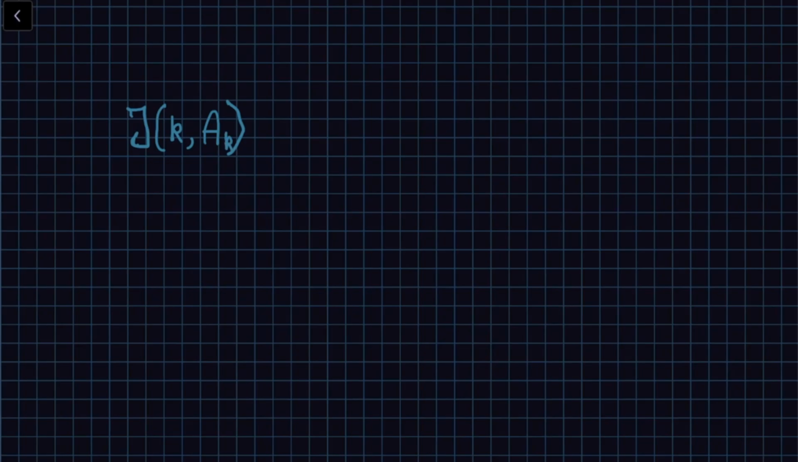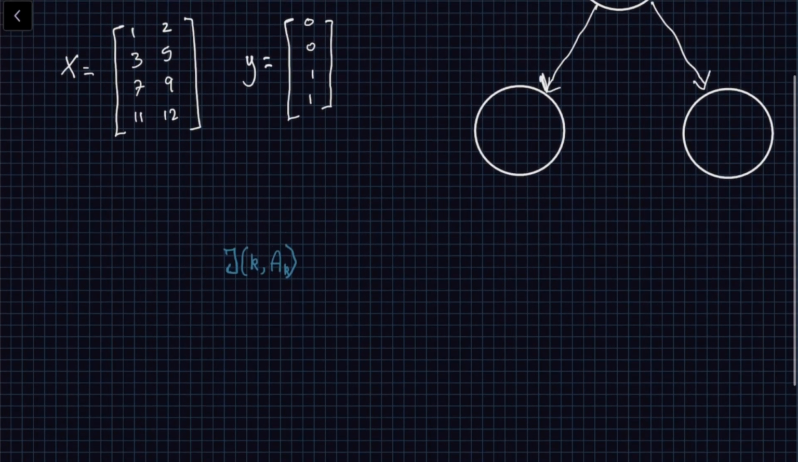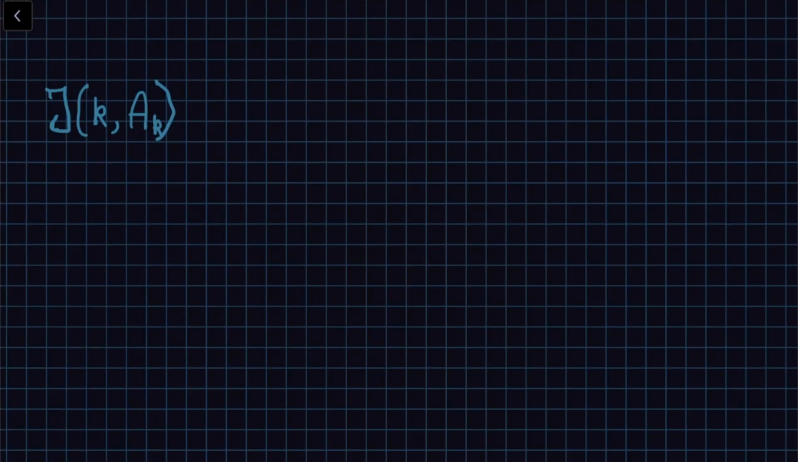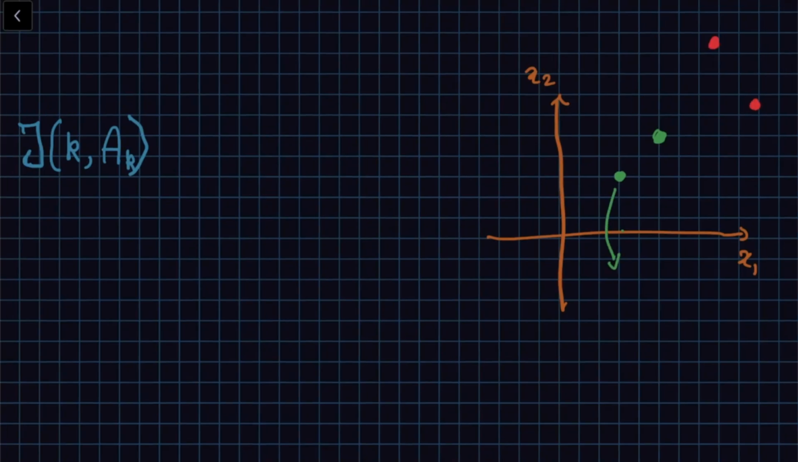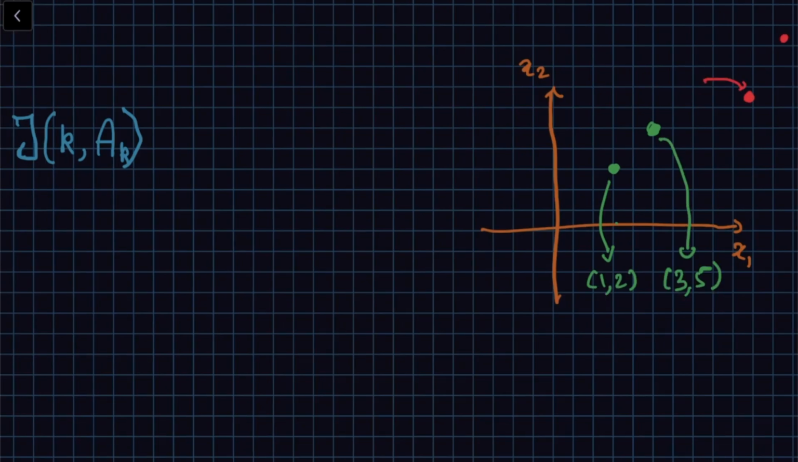If I were to draw my data in a 2D plot, I can draw it as such. Let's say this is my X1, feature 1, and X2, feature 2. Class 0 has the first example, 1, 2, over here, and 3, 5, somewhere over here. And the other two are over here. This guy is my 1, 2, this guy is my 3, 5, this is my 7, 9, and here's my 11, 12.